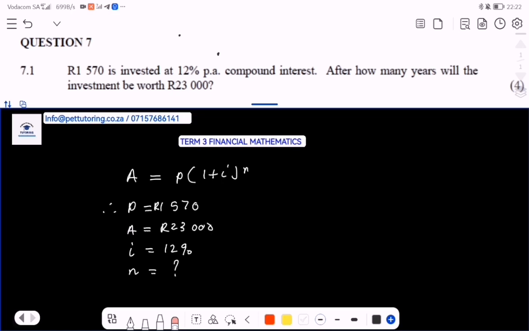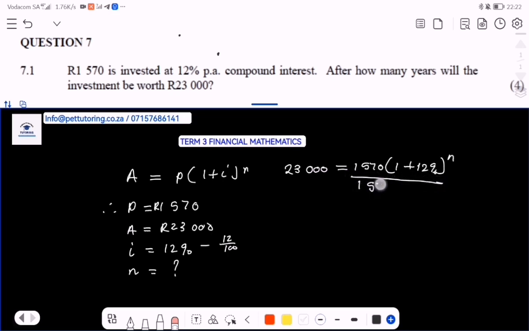All right. So I'm just going to say 23,000 equals P as 1,570 into 1 plus... When it comes to the interest, it is up to you. You can say 12 divided by 100, or you put this 12% the way it is, as long as you don't forget to put that percent on your calculator. So it's going to be 12% to the power of n. n is the value that we are calculating. So what we need to do is divide both sides by this 1,570.